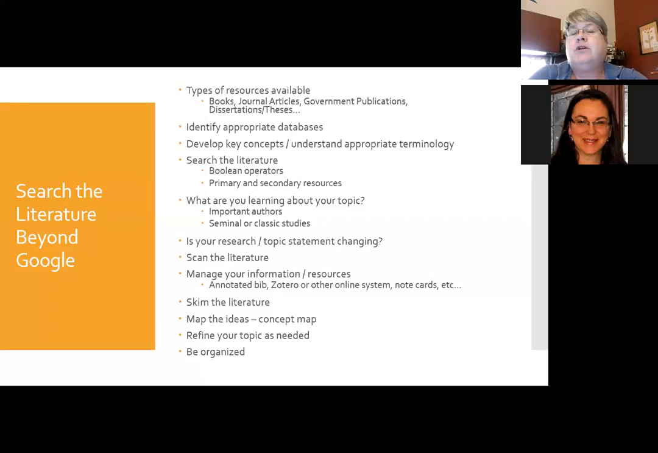One of the things that you could do is, from the library's homepage, when you click on databases, we have about 130 databases, and that can be a little overwhelming.